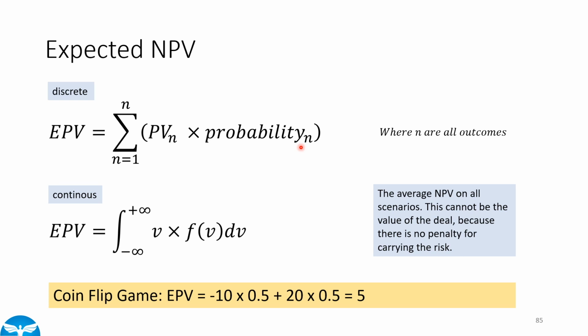expected earnings. And in the continuous case, the summation symbol is replaced by an integral from minus infinity to plus infinity, because the outcomes are basically infinite. And you take the value function multiplied by the probability function, in other words, the probability as a function of the value, and you integrate that, and that gives you the mean net present value, or the average.